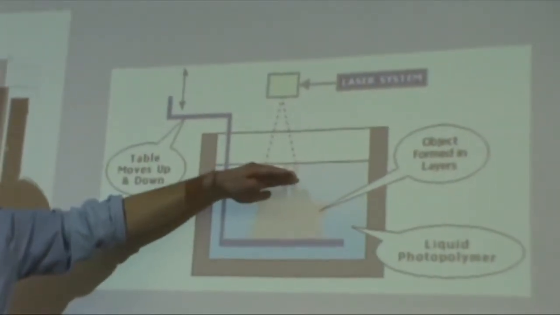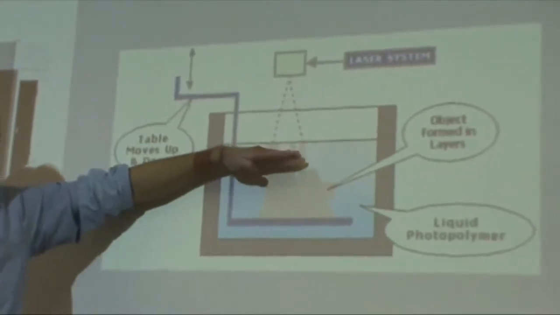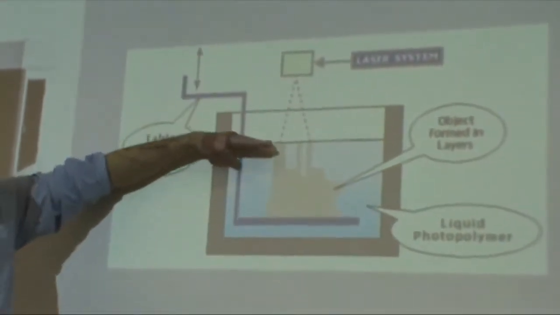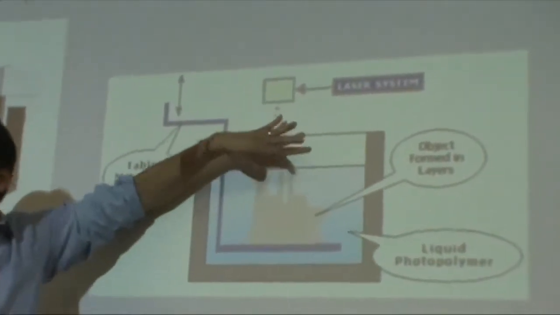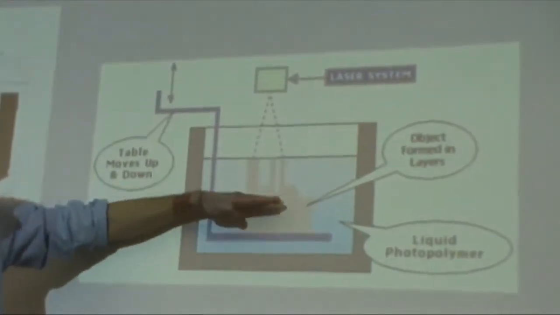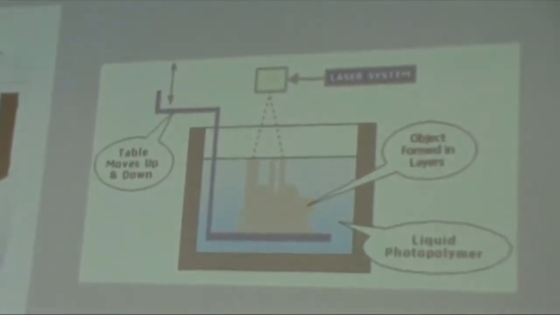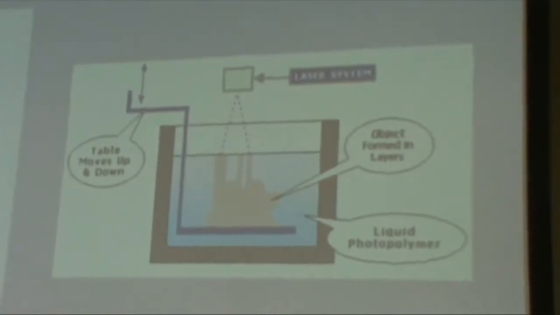the liquid polymer. For example, it starts from the first layer, and after it finishes the first layer, the platform will drop down one layer, and then the laser will create the second layer, and again it will drop down more and more until it finishes the part. So that's the idea behind the layer by layer process.